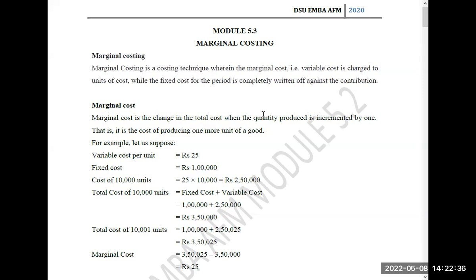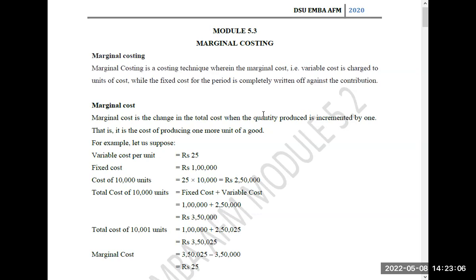But that is giving me my profit. This concept is understood from this particular concept called marginal costing. So don't worry about the fixed cost. Fixed cost for the period is completely written off against the contribution. Why are we introducing a concept called contribution? What is contribution? Look at the given example here. Variable cost per unit is 25 rupees. The cost of 10,000 units will be equal to 2,50,000.